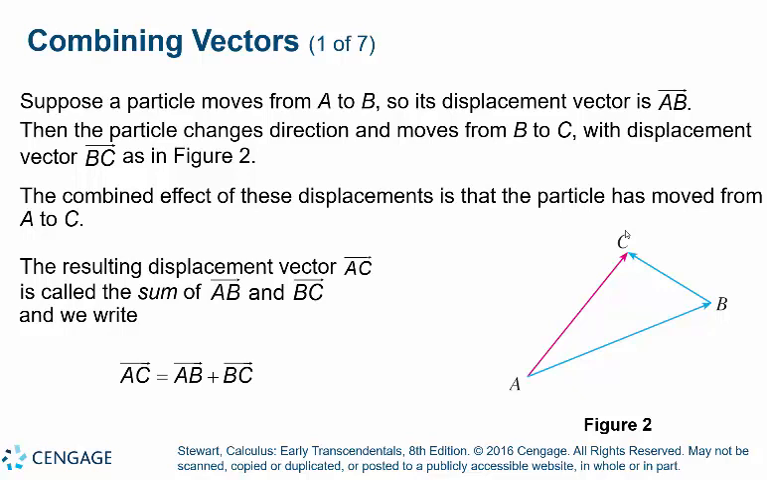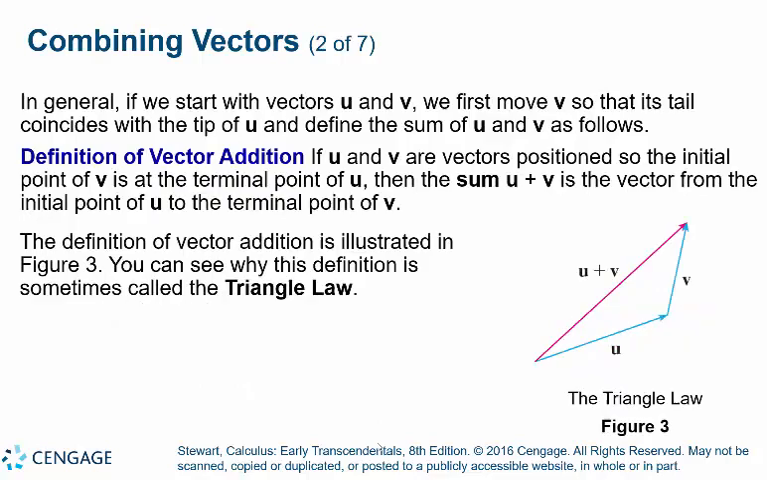The resulting displacement vector AC is the sum of vectors AB and BC, and we write it as AC. This is where we started and where we finally ended up: you took vector AB and you added to it vector BC. In general, if we start with vectors U and V, and we first move V so that its tail coincides with the tip of U, we define the sum of U and V as follows. This is the definition of vector addition.